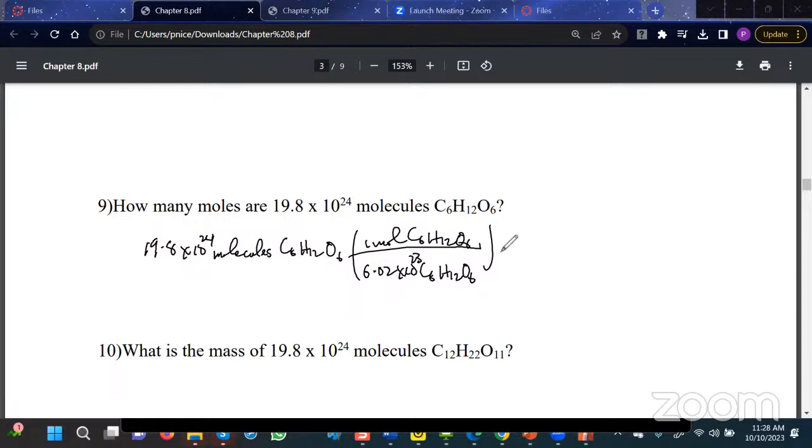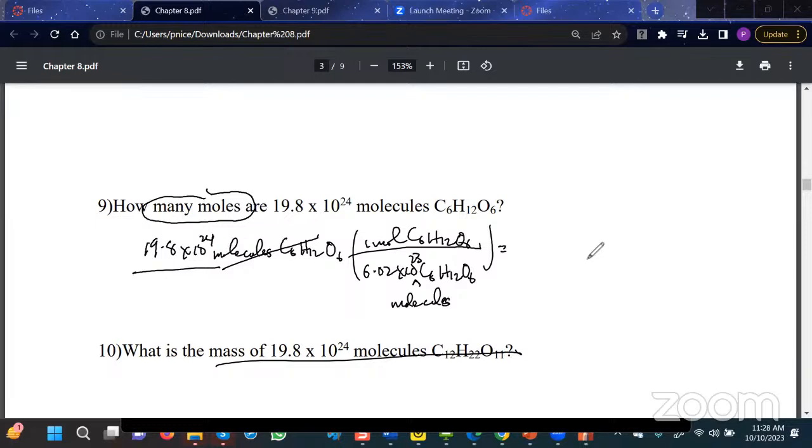Okay, you didn't need to do that, because the question is asking for how many moles. So then I wouldn't have to get the mass of the actual. No, you don't need a molar mass. So for this part here, this is all you need. All you have to do is divide the 19.8 times 10 to the 24 by the 6.02 times 10 to the 23, and whatever you get there, that would be the answer.